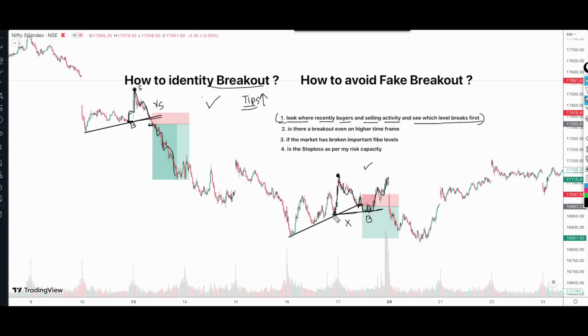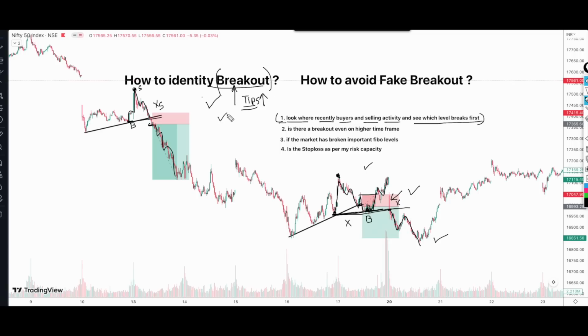But let's see what happened in the future. Next day when market opened with a gap down, it broke this level and sustained below this level. We can clearly understand that buyers became weak, sellers became strong, and they pushed the market towards the downside. Now if I had entered the trade here and the market hit my stop loss, what will I do the next day when I see this? Definitely I will enter the trade. We should not miss out on an opportunity in a breakout.